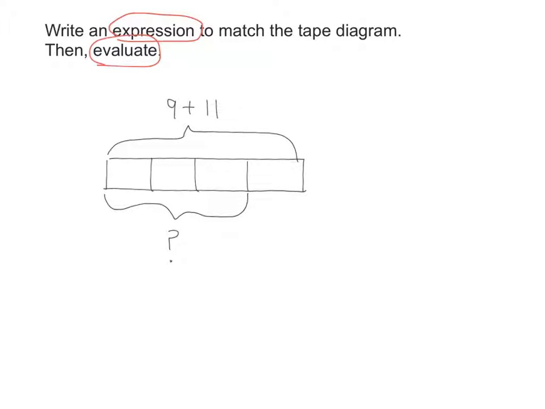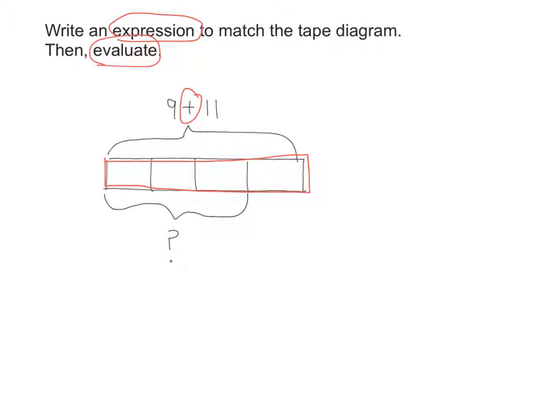We have a tape diagram, and the entire tape diagram is what? 4 units. Okay, but how big are those 4 units? 9 plus 11. When we have the word plus, what is that? What's another word that means plus? Ella? Add, or another word is the sum, right? So we're finding the sum of 9 and 11.